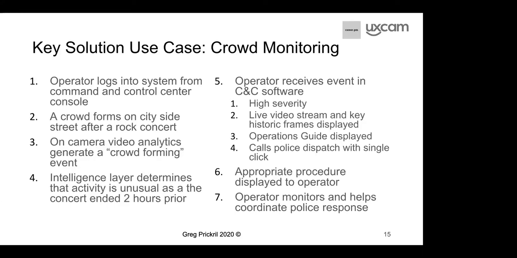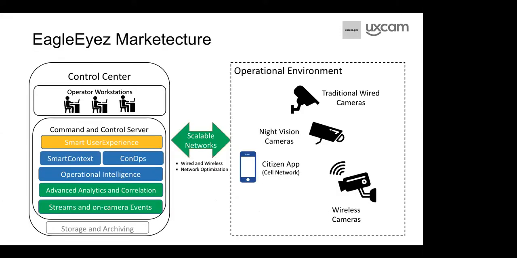So that's what they do today, and now they would like citizens to be able to not only launch events, but to share relevant information. And here's a very simple architecture. We've got the command and control center with people sitting at these workstations, not watching video, but waiting for the software to tell them that things are happening. Out in the operational environment, we've got traditional cameras, we've got some wireless cameras, and the new development is this citizen app. So people can download this app. They can very easily take video or send messages to the command and control center.